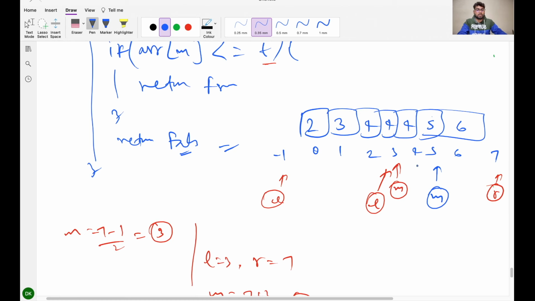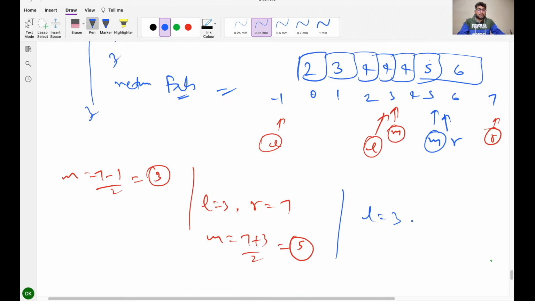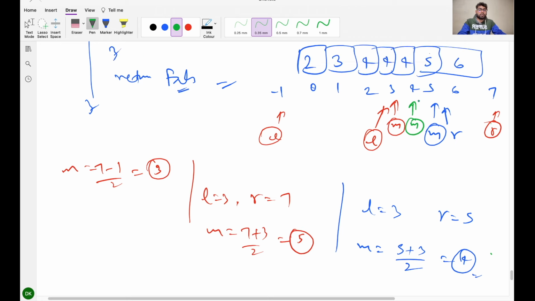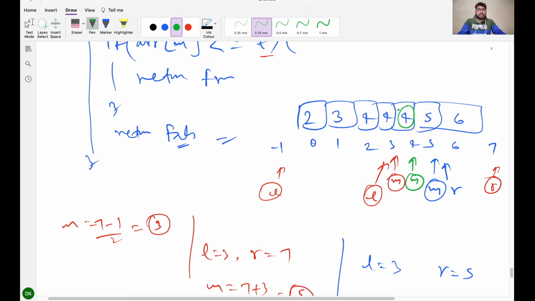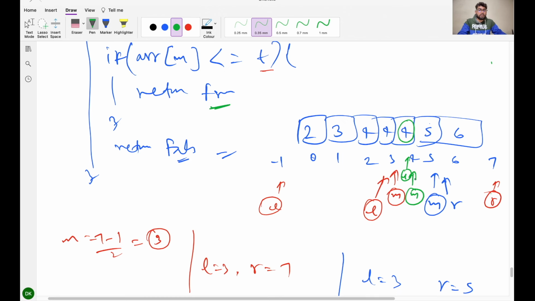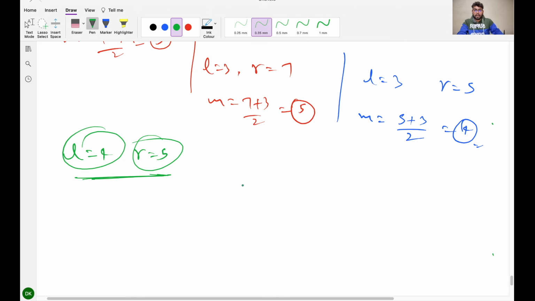When I am returning false, I just update R to M. So L equal to 3, R equal to 5. Again the middle element would be 5 plus 3 divided by 2, that is 4, and at this time my M is at 4, and we see that my current element is equal to the target element, so I return true. That means I just update my L equal to M. Okay, while updating my L equal to 4, my R equal to 5, then I am at my cutoff limit.